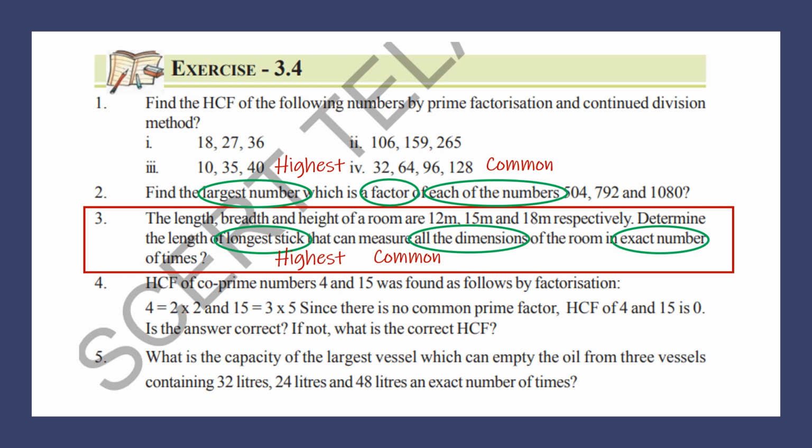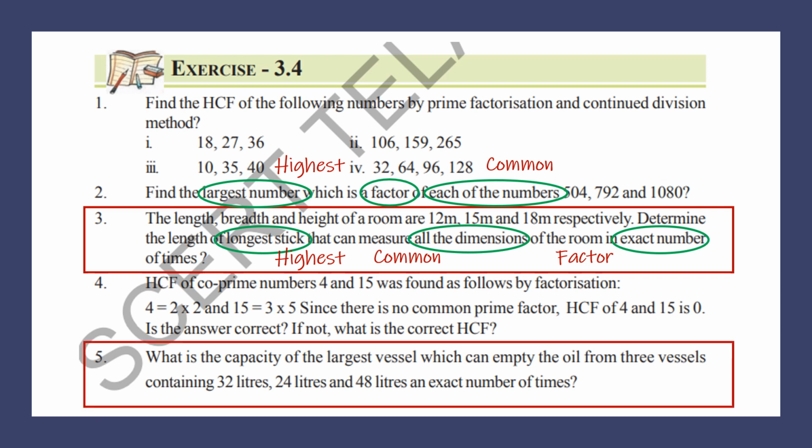That means we are trying to measure the length, breadth and height with a stick that measures it the exact number of times. So this is the factor. Once we measure, we do not have any remainder. So that is how we find out that we have to find the highest common factor of the three numbers given here. Can you try doing this for problem number 5?